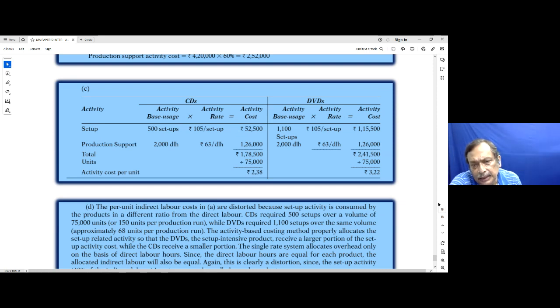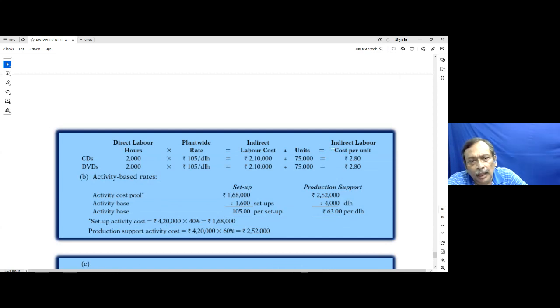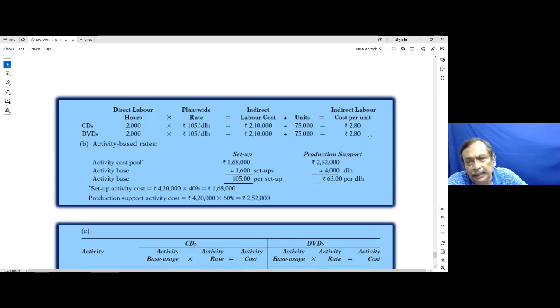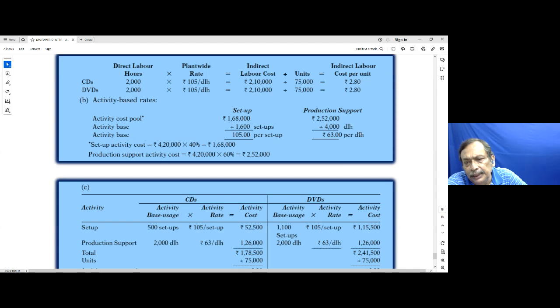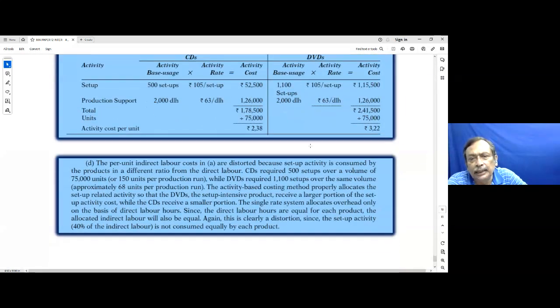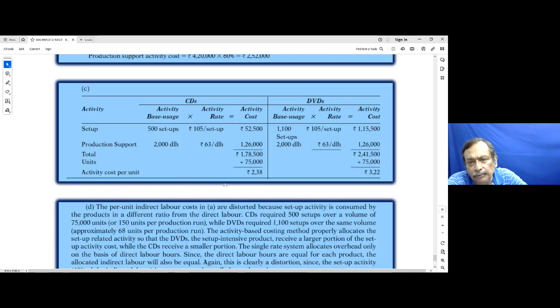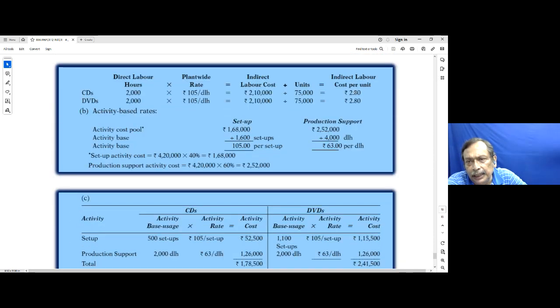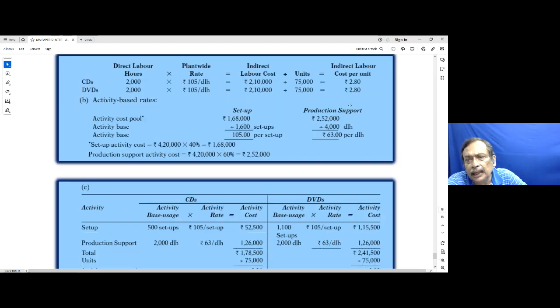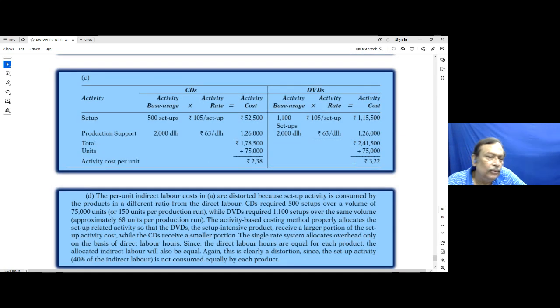1,78,500. Units are 75,000. So the activity cost per unit comes to 2.38. On the other hand, for DVDs, it comes to 3.22. You see, for CDs and DVDs it was 2.80 each, but here it is different: for CDs, 2.80 is now 2.38, and for DVDs, 2.80 is now 3.22.